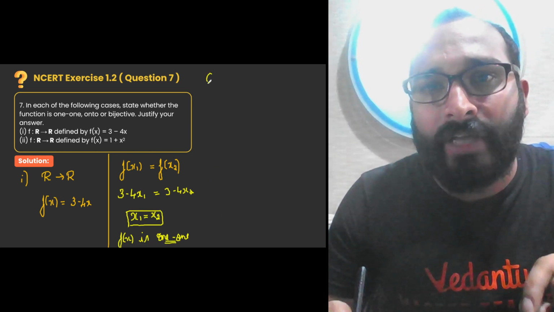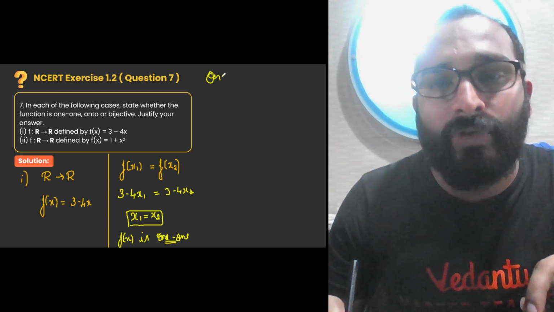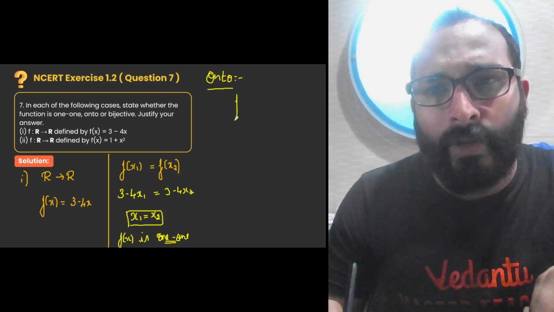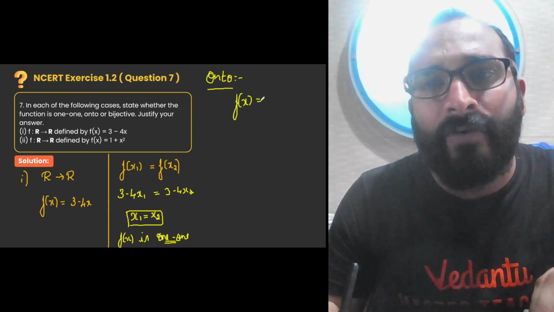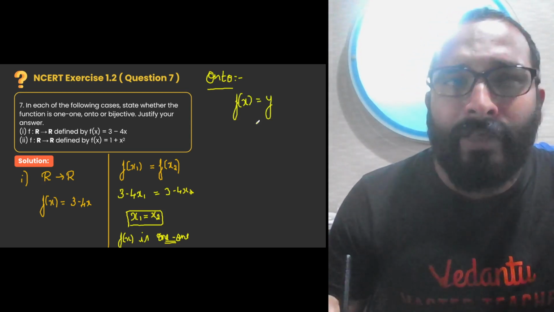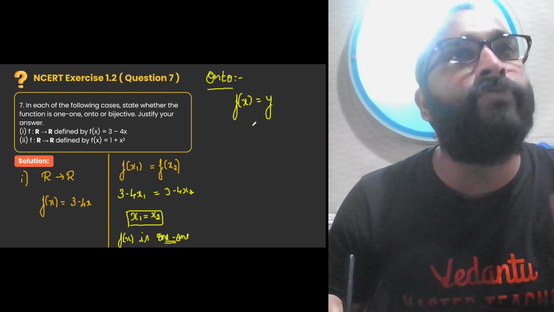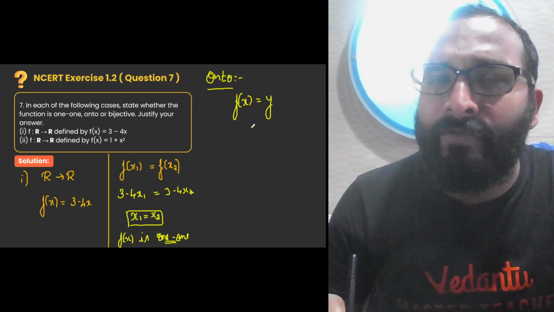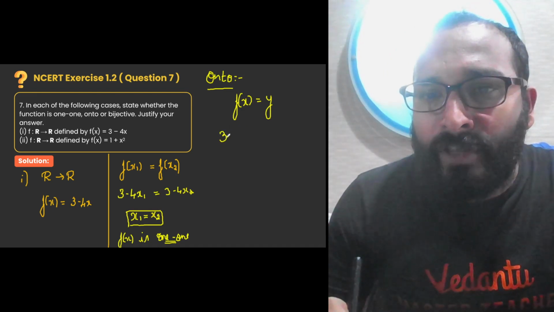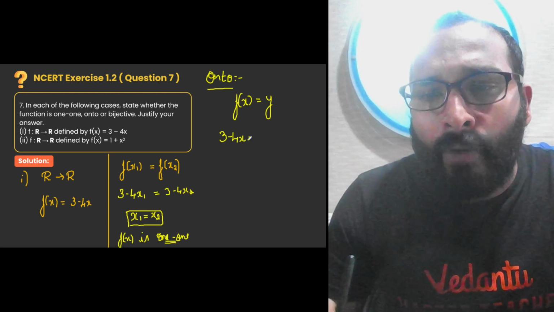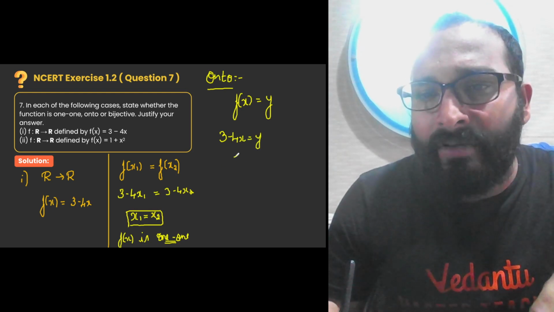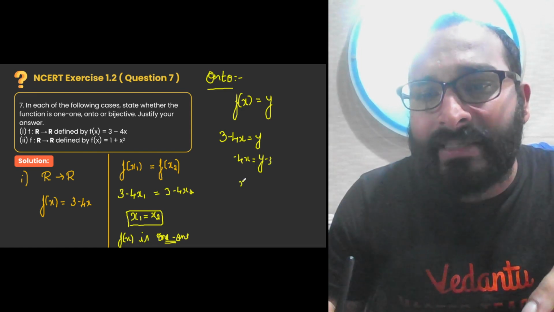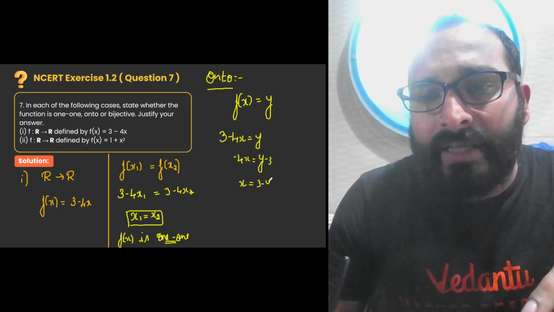Now let us check whether the given function f of x, which is equal to 3 minus 4x, is onto. If you are checking for onto, what do you need? If you can write x in terms of y, and when you substitute, you get f of x is equal to y, then that is the conclusion that the given function is onto, yes or no? Now if 3 minus 4x is y, children, how can you write x in terms of y? We can write minus 4x is equal to y minus 3. In that case, x can be written as 3 minus y divided by 4.